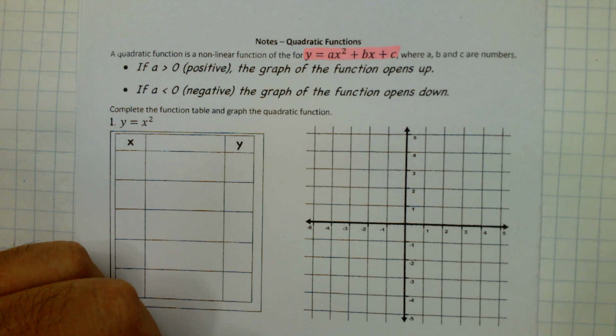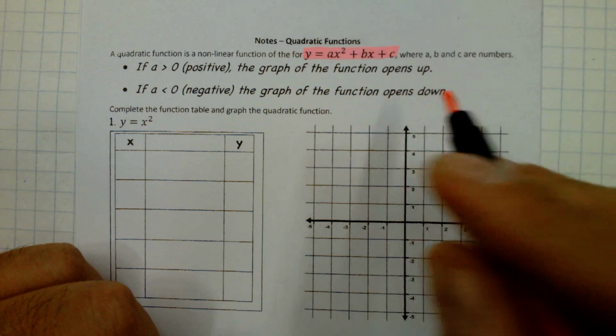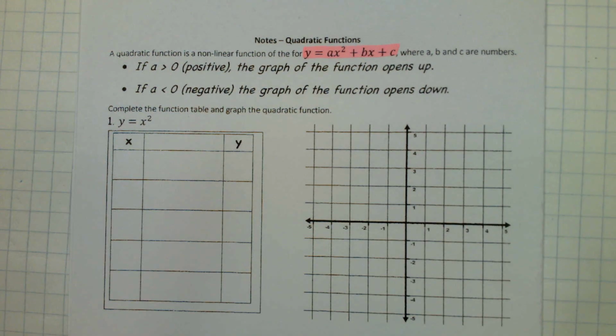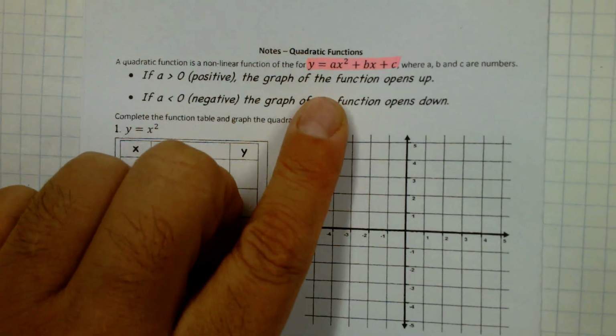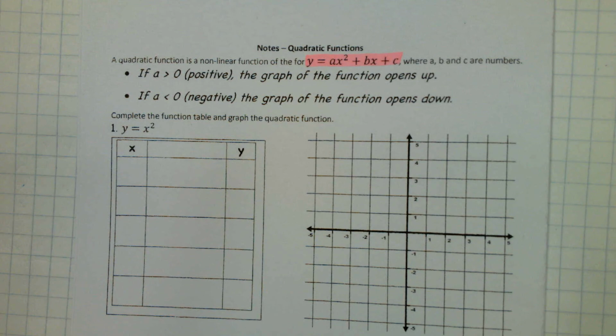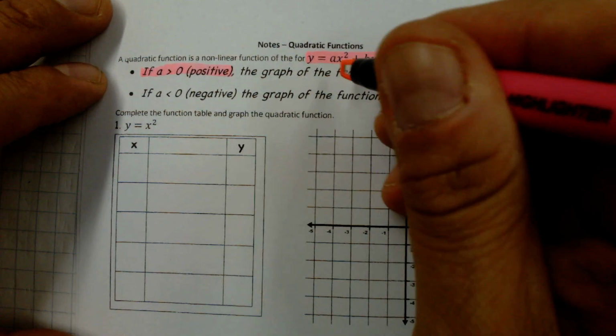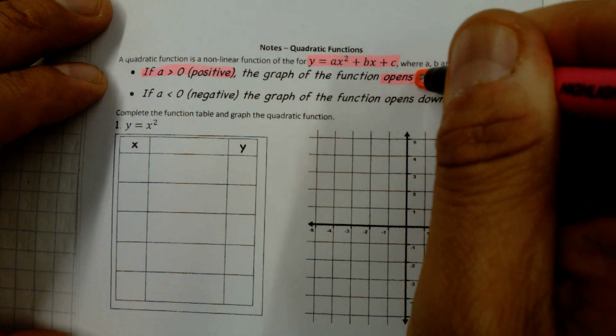We're squaring things. And we already saw that squaring numbers is interesting. So A, B, and C are just numbers. Replace any types of numbers you want with A, B, and C. Now, the number for A, the number in front of the x squared, is unique. It's going to tell you a lot of things. So, for example, if A is greater than 0, meaning positive, right? So if A is positive, the graph of the function opens up.